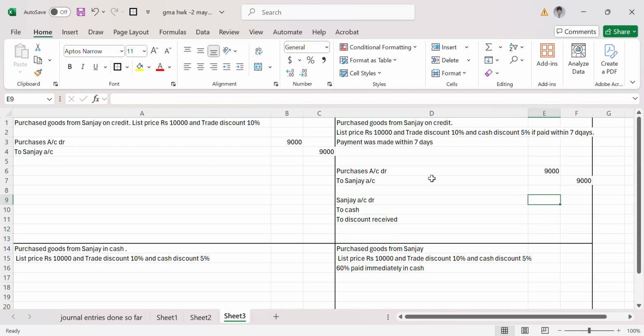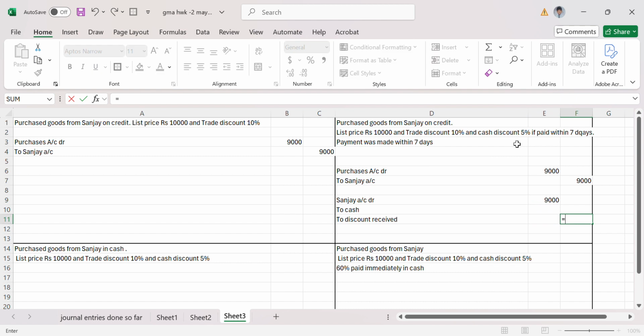Okay, so how much money did I owe to Sanjay? I had owed Sanjay 9,000. So I'm planning to pay that entire 9,000 now. On this 9,000, I'm getting a cash discount of 5%. So how much discount am I getting? I had to pay him 9,000, but I'm getting a discount of 5%, so I'm getting 450. So how much money will I pay Sanjay? 9,000 minus 450. So I'm going to pay him 8,550.